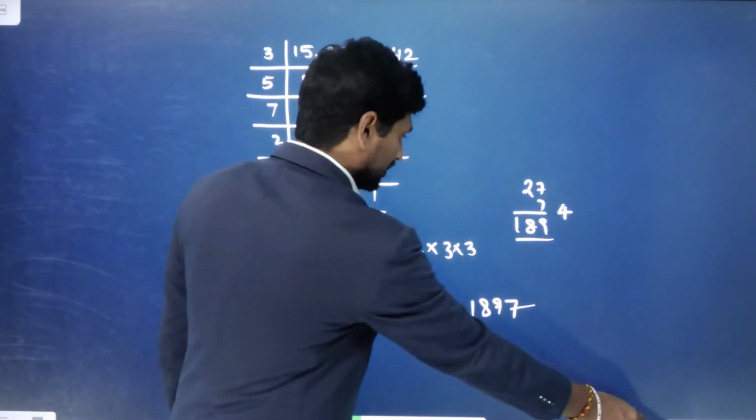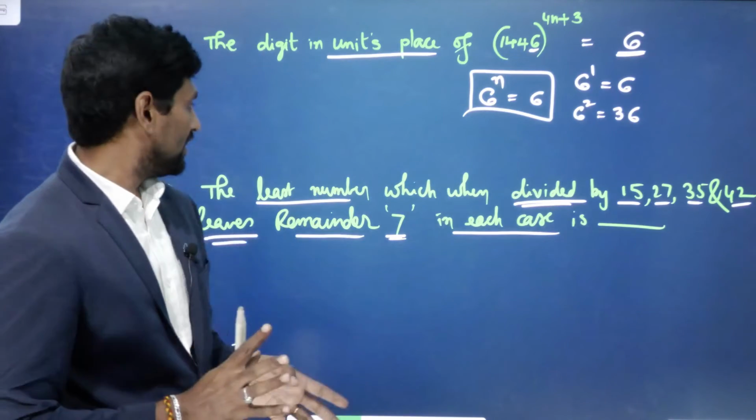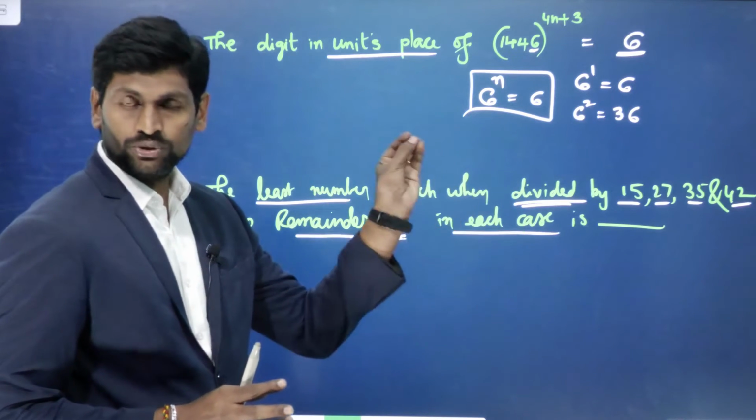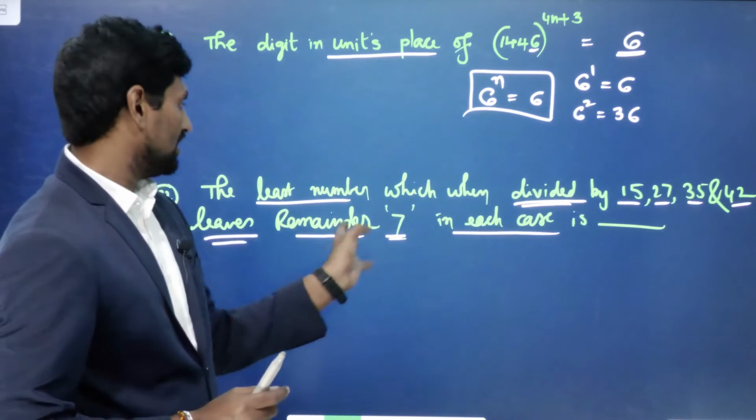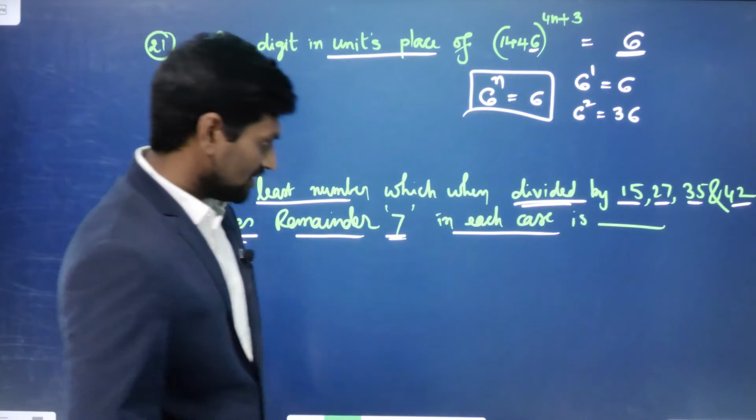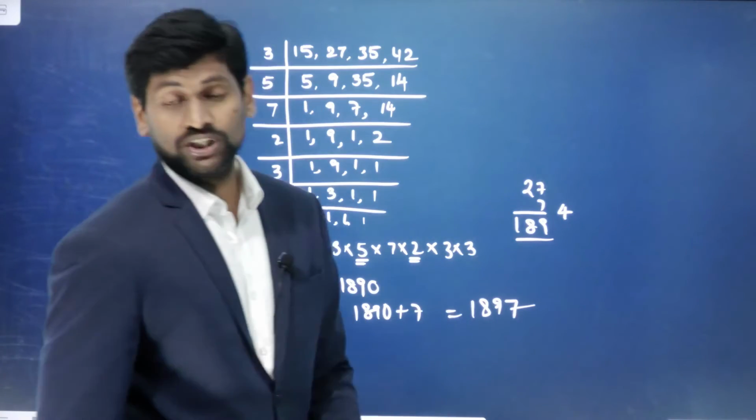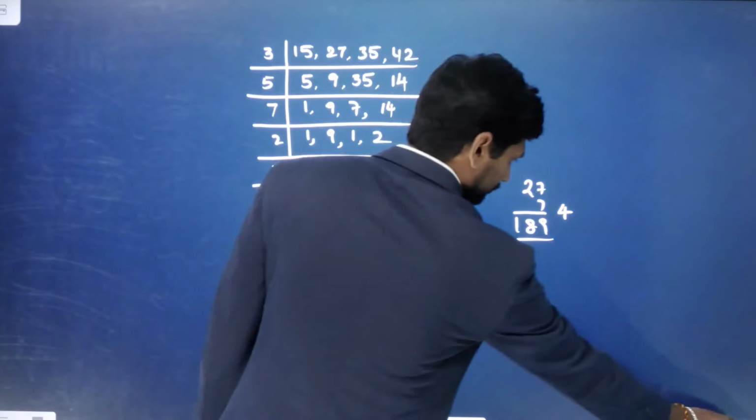But before that, you need to understand the concept. Which number should we identify? That means we need to find the LCM of the given numbers. And last, we are going to add 7. Then only we'll get the number that meets the requirement. Right.